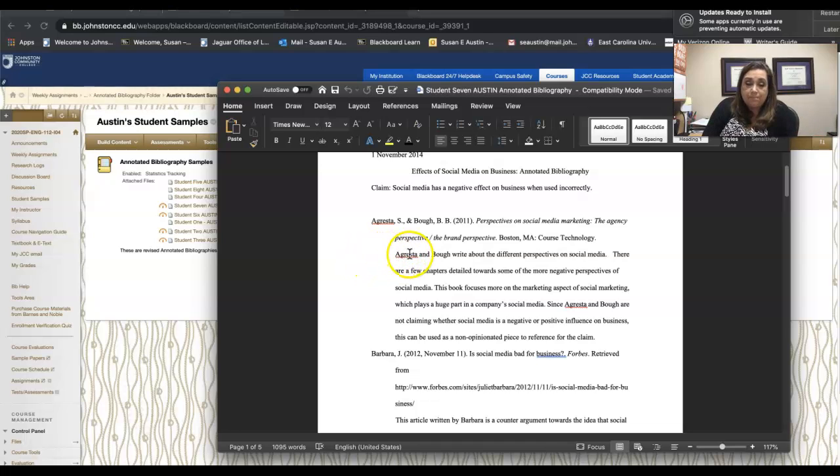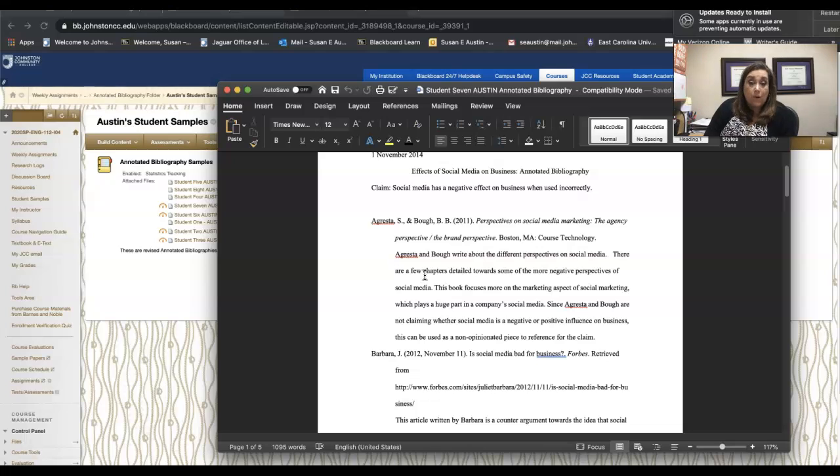So one of the things you can do as you look through the samples is just go through and see how the students summarized, analyzed, and synthesized. So you want to see that they identify the source, that they evaluate the source, and then they show how that source ties to the claim.